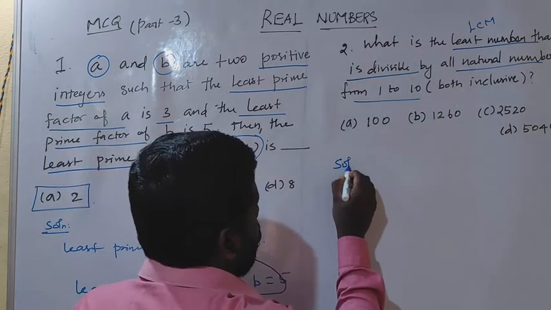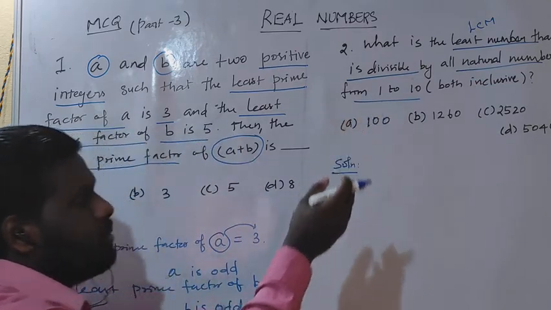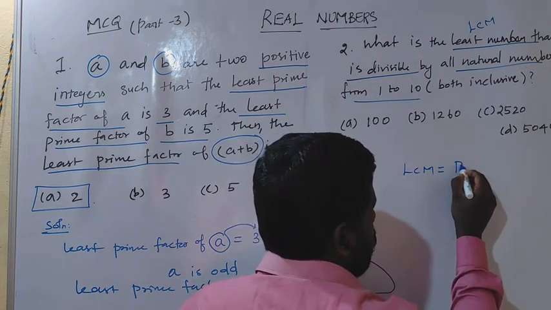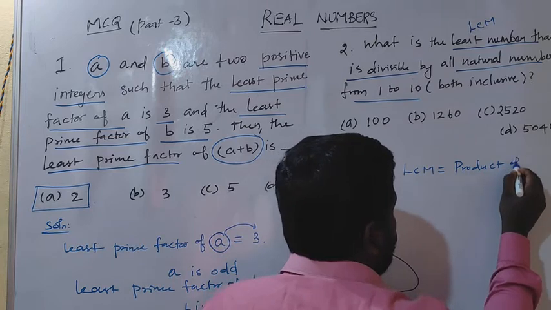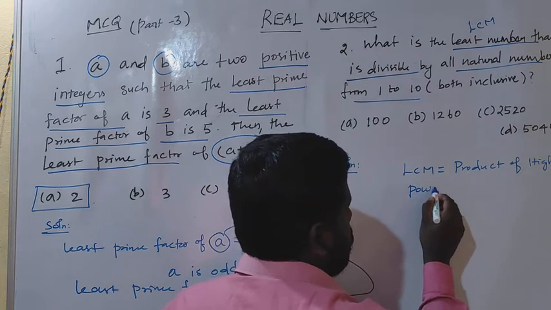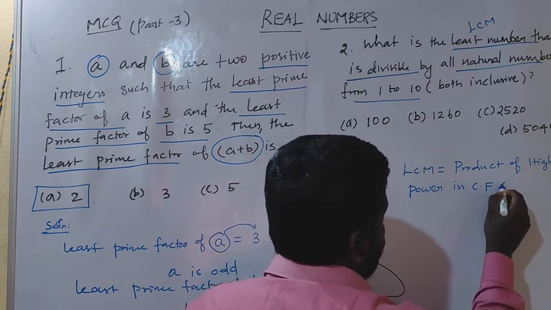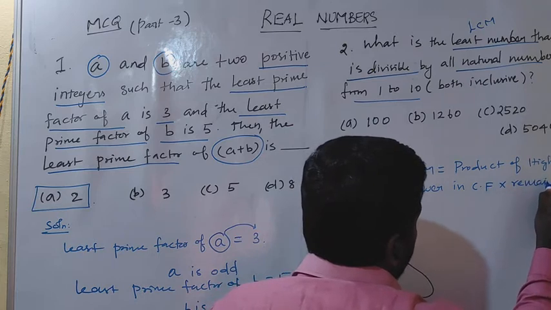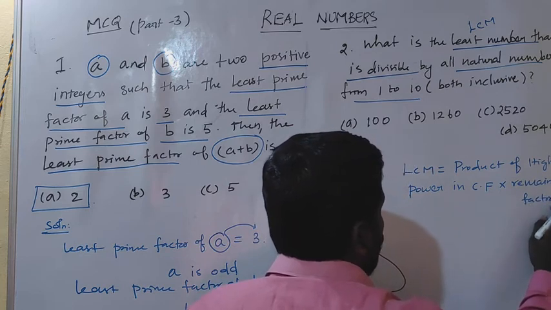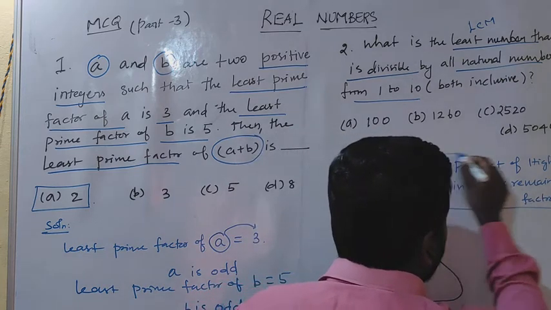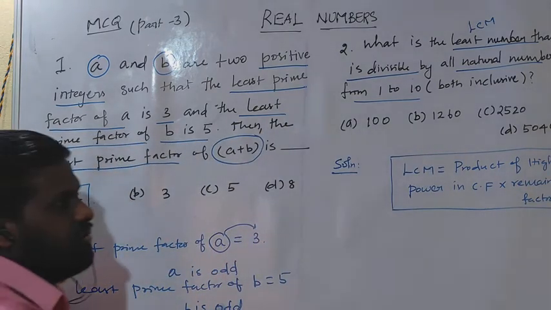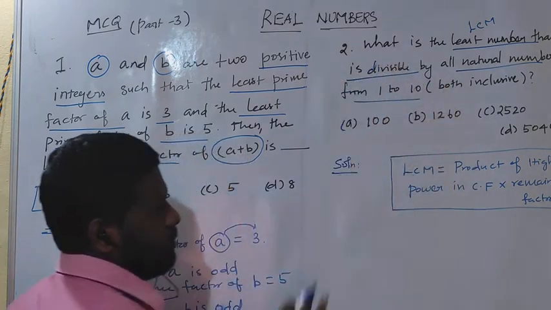Okay, let's go with that. I already gave one formula. To complete this problem, we need one formula. What is the formula to find the LCM? The product of the highest power in common factor into remaining factor. Just listen to me, right? You have to know this formula to do this problem. So if you want to find LCM, it is the product of the highest power in common factor into remaining factor. If you know this formula, you can do this problem.